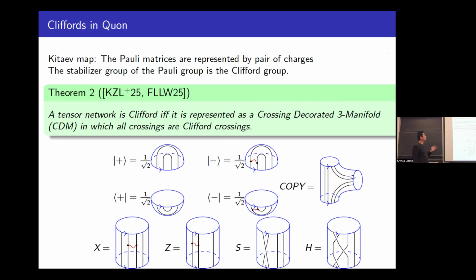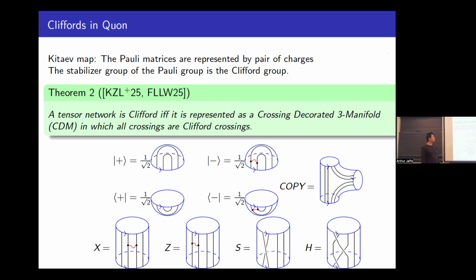Now for Clifford gates, what's that? First, the Pauli words by Kitaev map is just a kind of cylinder with 4 lines, and we put a pair of charges on the lines, and that gives you Pauli X, Y, Z depending on the choice of pairs. And then the Clifford gates are just those unitaries that preserve the Pauli group generated by Pauli words. And then we can write down the generators of the Clifford group of Clifford tensor networks with those Paulis, with this S gate and Hadamard gate and the copy tensor and some single qubits. So those are generators of Clifford tensors.